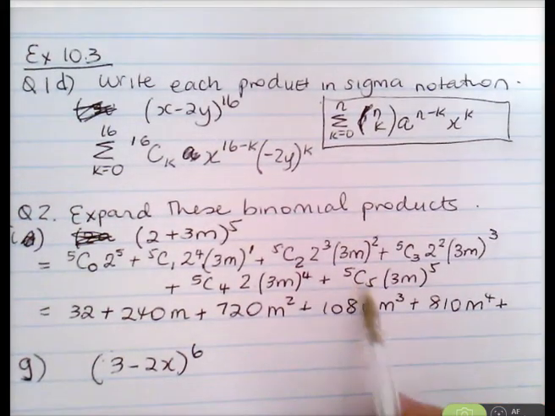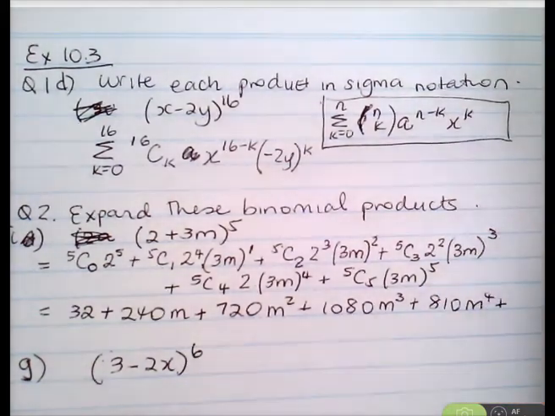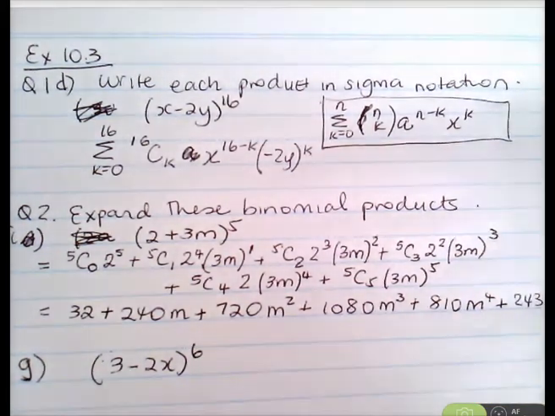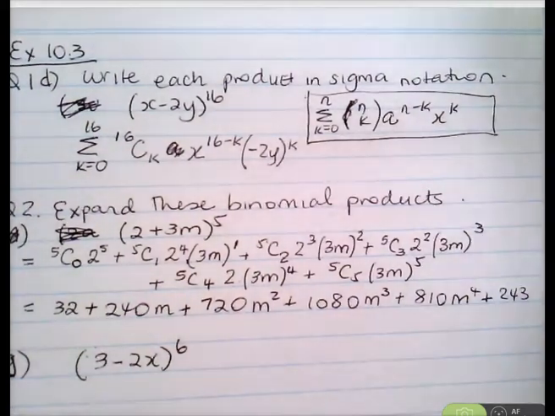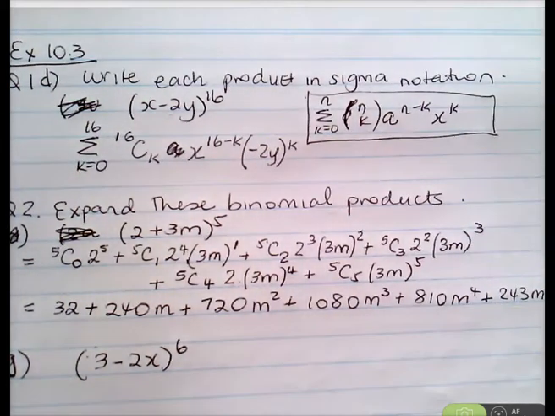Plus our last term, 5 choose 5 is just 1. Now we've got 3 to the power of 5, m to the power of 5, and 3 to the power of 5 is 243. And we've got 243m to the power of 5. So that's that binomial product there.